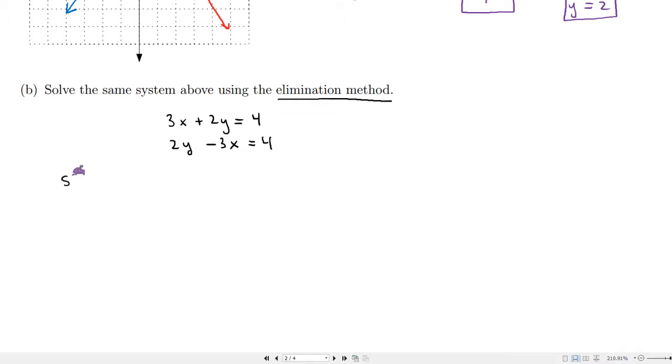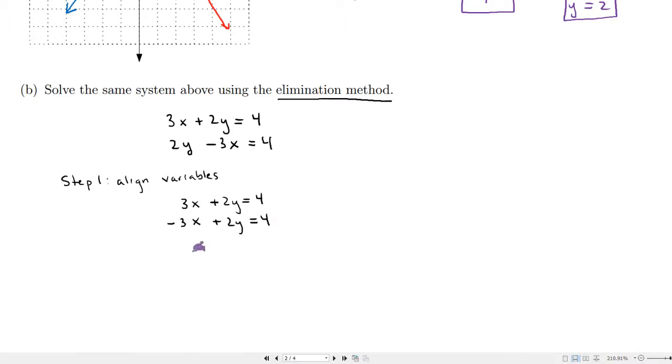So step 1, let's align variables. Okay, so see how we have the x's are not above each other and the y's are not above each other. So let's just rewrite them. So the first equation, just leave that alone. But the second equation, we can write this as negative 3x plus 2y is equal to 4.